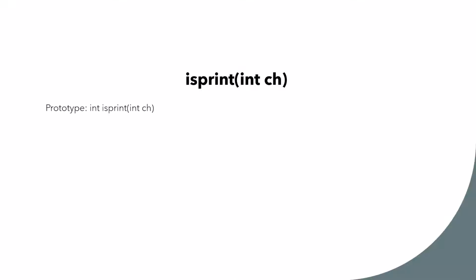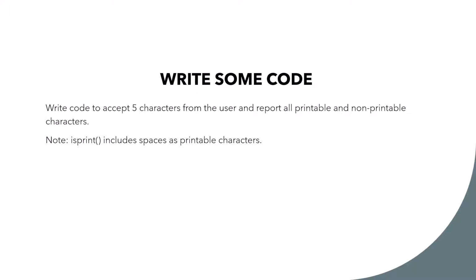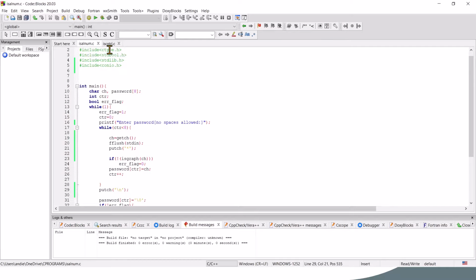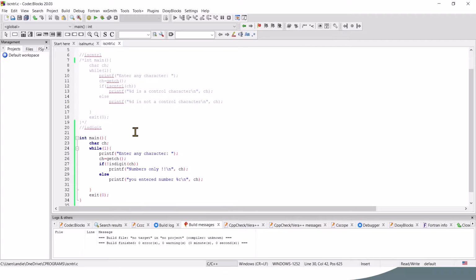Isprint, again returning an integer and taking as argument an integer as well. Returns non-zero if ch is a printable character including a space. So that's the difference between isgraph and isprint. Isprint allows spaces as well, otherwise returns 0 or false. Write code to accept 5 characters from the user and report all printable and non-printable characters. Remember that isprint includes spaces as printable characters.